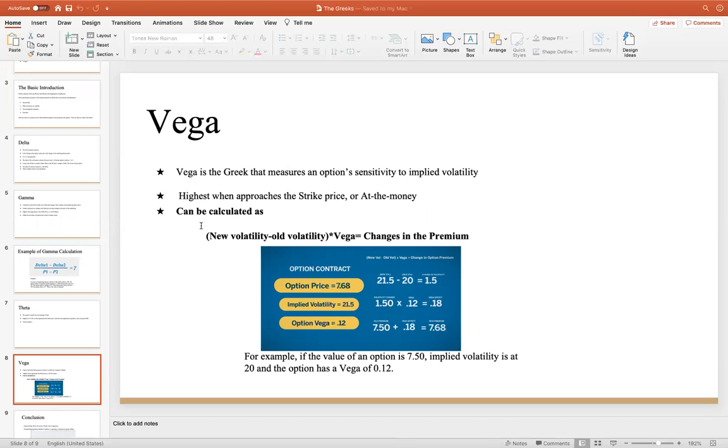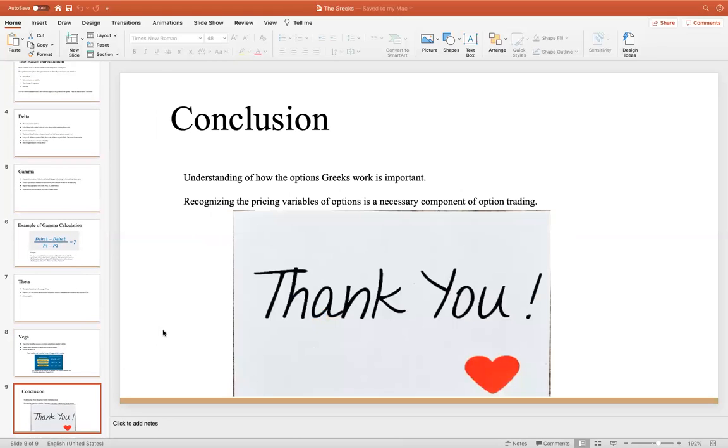Let's say we have a 20 implied volatility, and if the value of the volatility increases to 21.5, we will find the difference between the volatility to be 1.5, and we multiply 1.5 times 0.12. We will find a change in the premium of 0.18, and if the value of the option is 7.5, the new option premium will be 7.68.